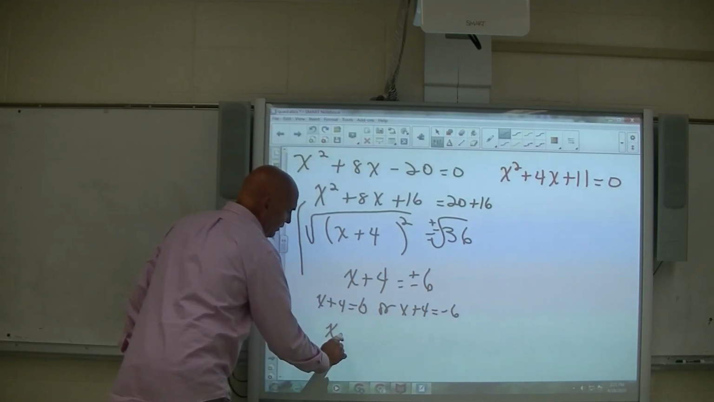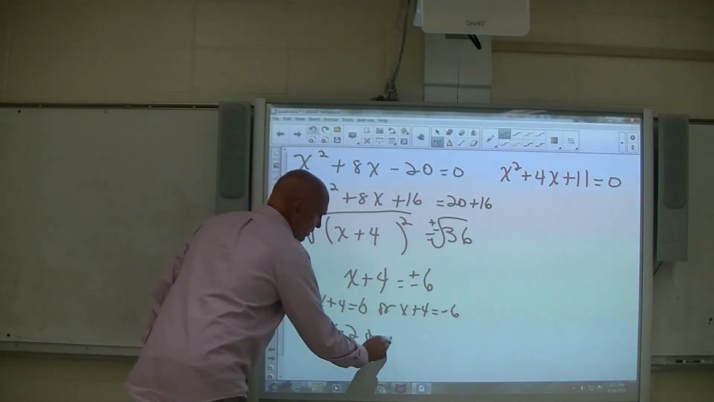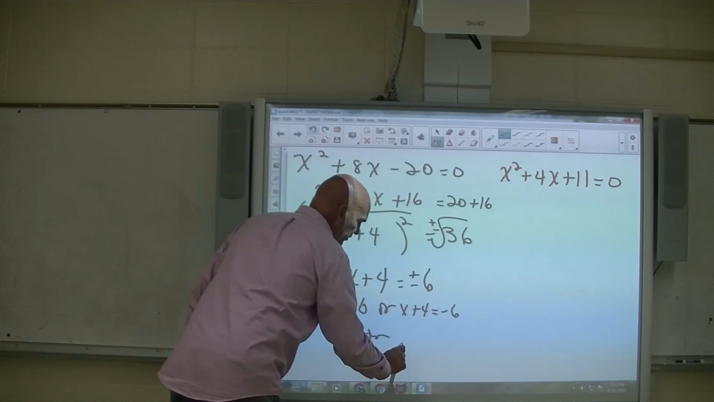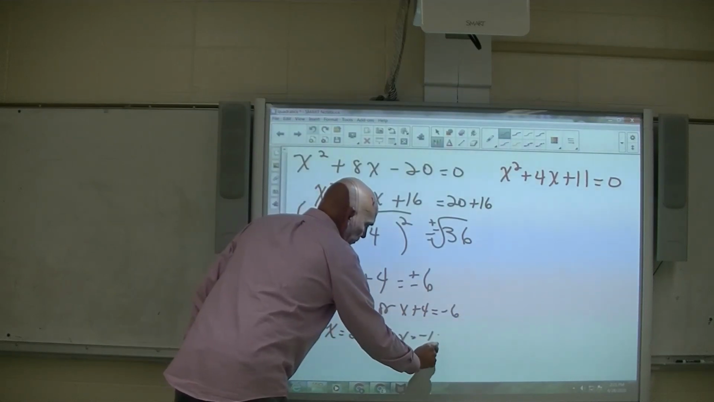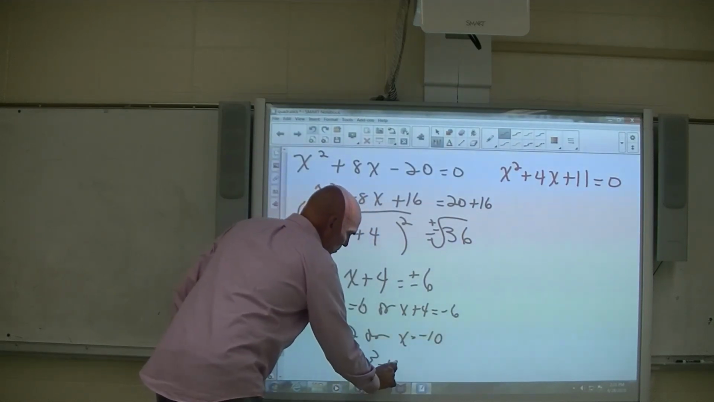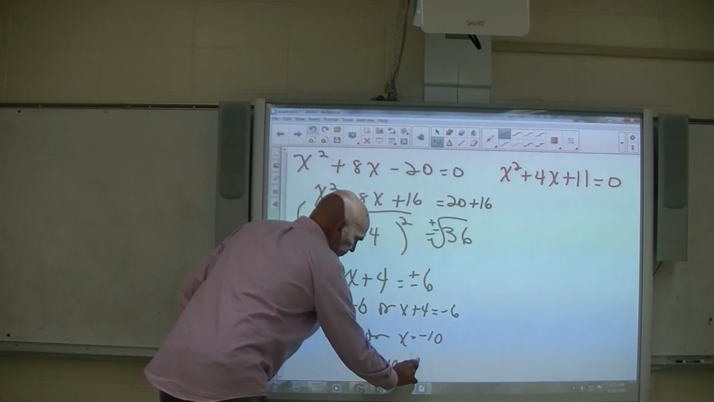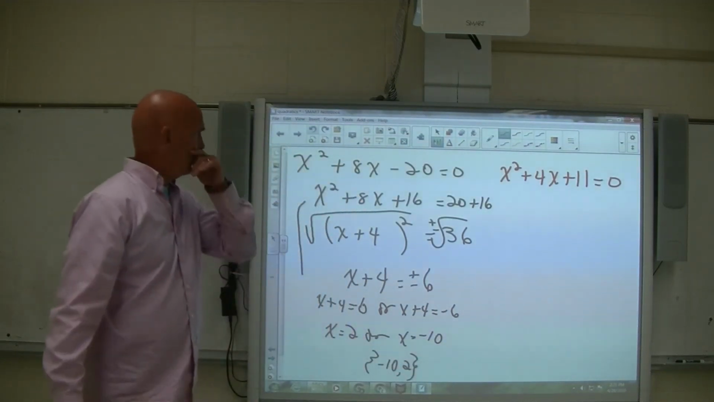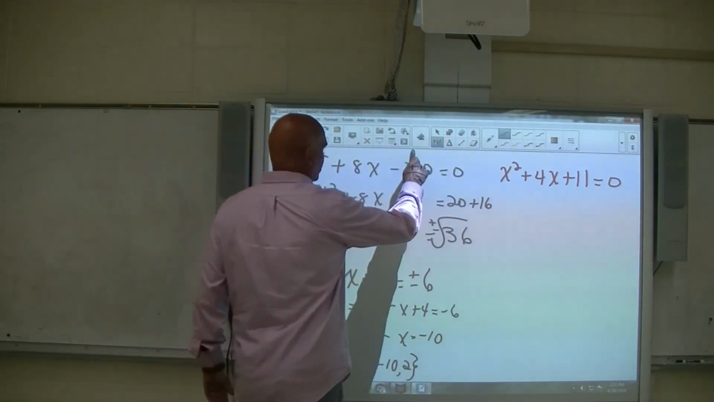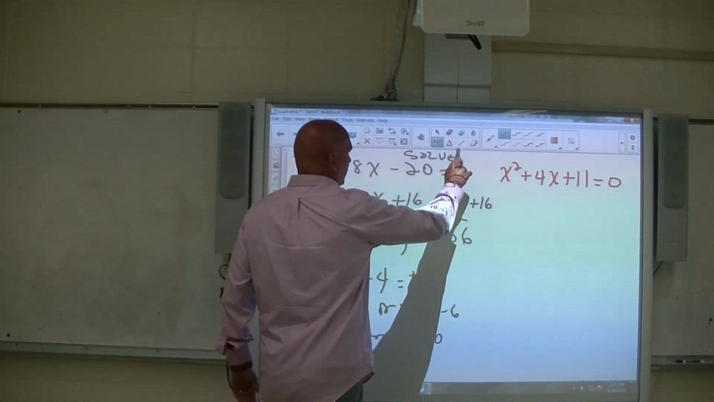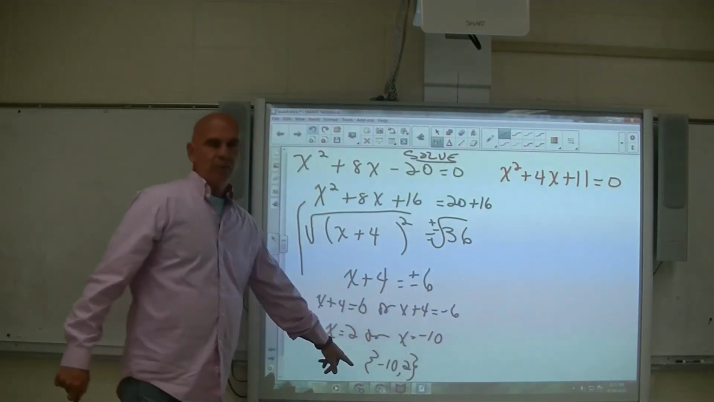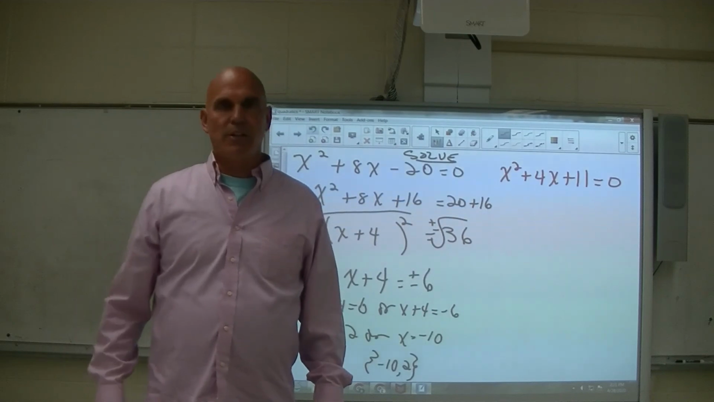Subtract 4 from both sides, and you get 2. Or when you subtract 4 from negative 6, you get negative 10. Keep in mind in all of these, where the instructions were to solve the equation, the answer you're looking for should be in the solution set, some number right there, okay?